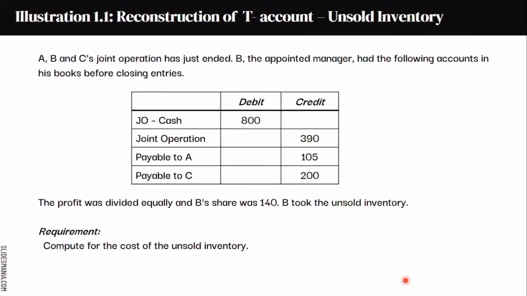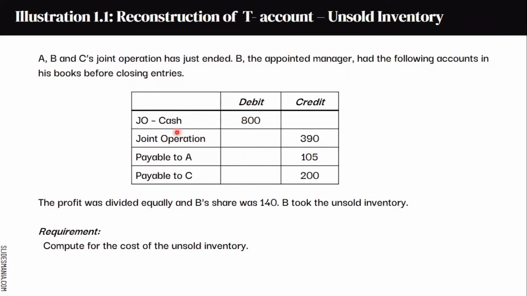Next is additional tayo ng illustration. Dito naman, reconstruction of the account naman ito, unsold inventory. So A, B, and C. C's joint operation has just ended. Okay, natapos na daw. B, the appointed manager had the following accounts in his books before closing entries. Ito. Ito daw yung nasa libro ni B.